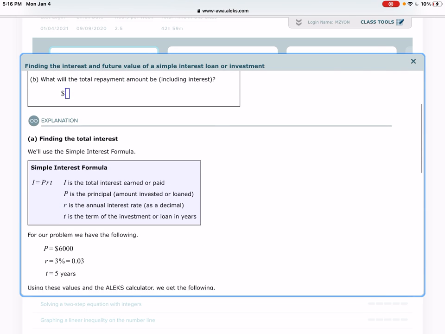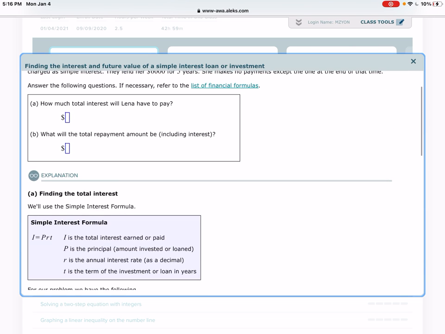Go ahead and try some of these problems. Use this formula, this simple interest formula, and just fill in the numbers right where they belong, and it will help you to calculate what you need.